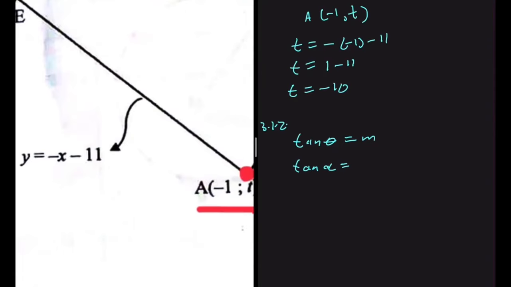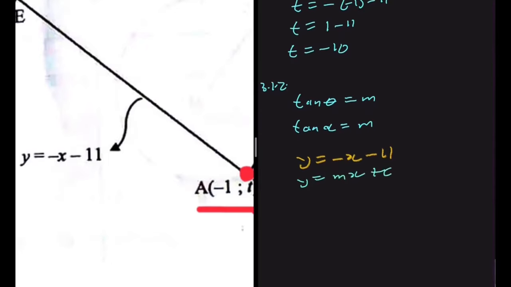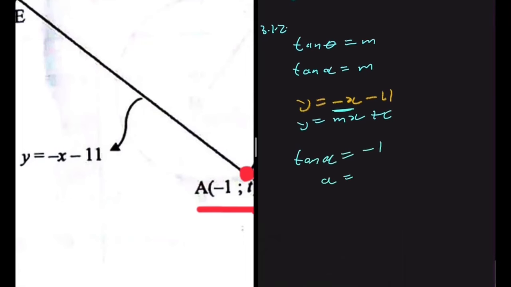We know that we have y. So let me just put m here. We know that we have y is equal to minus x minus 11. And then the general form of a straight line is y is equal to mx plus c. So it's easy to see that our gradient is minus 1, the coefficient of x. So we're going to have tan of alpha being equal to minus 1. So alpha is equal to tan inverse of minus 1.